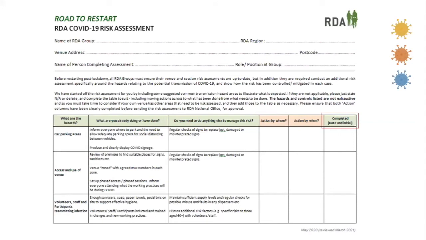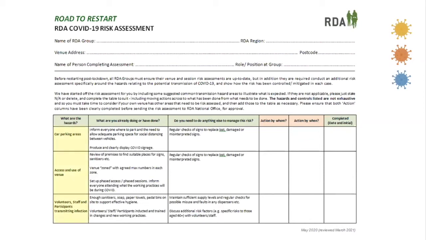And completed, date and initialed. This has to be filled in once the action's been undertaken. Completion of this column isn't essential before sending in your risk assessment for approval, because you simply might not have had time to finalise it just before your session, but it must still be completed at group level before any activity can take place.